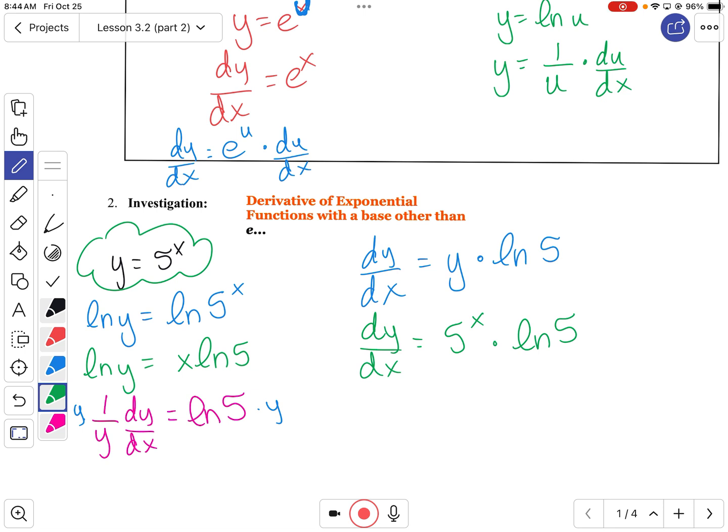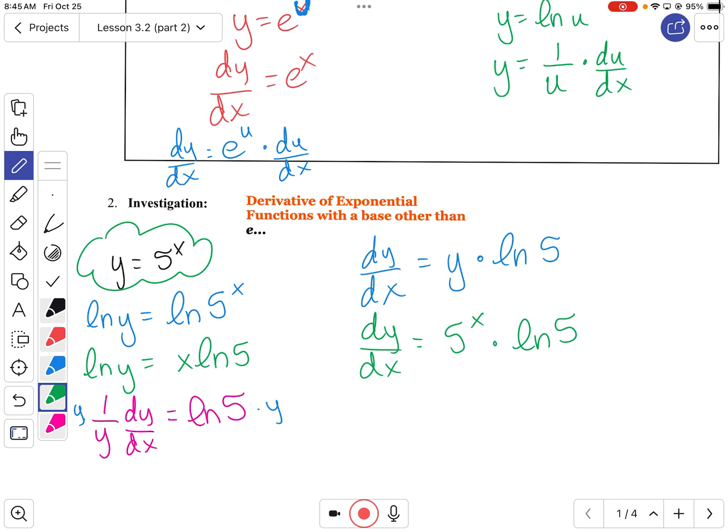Now, do we want to take the time to walk through that whole process every time? No, nobody does, okay? So let's think for a second about what we really did right there. We kept the original function and we multiplied by the natural log of the base of the exponential function, right? Think about e to the x, okay? If that holds true for all exponential functions, okay?